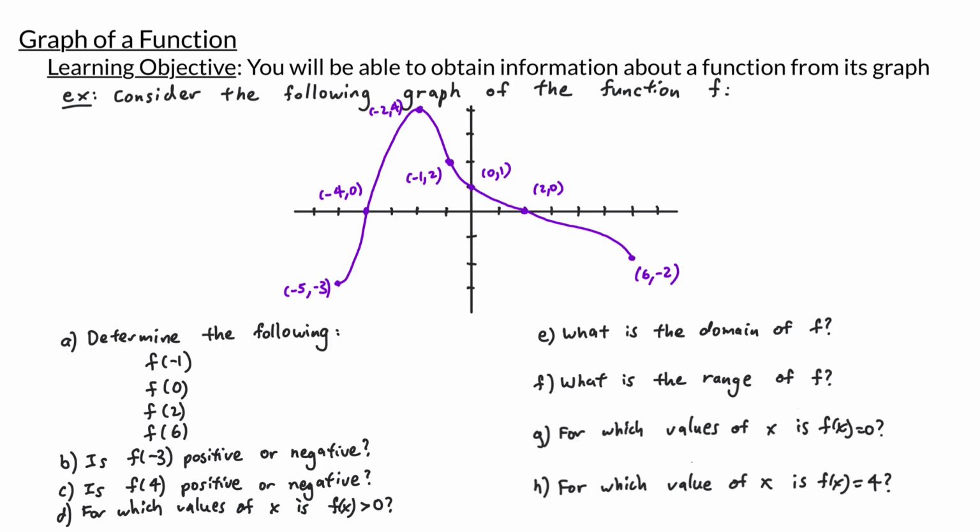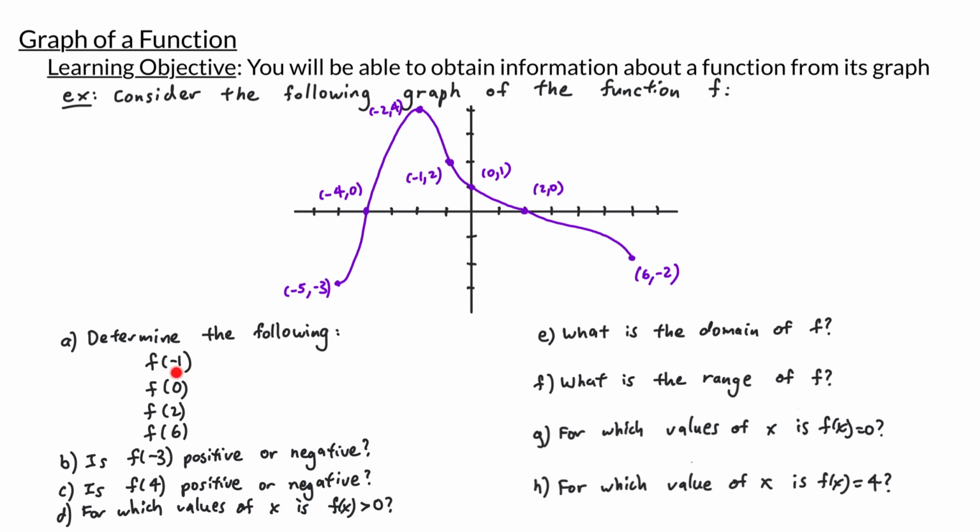In A, we want to determine the output of the function at various inputs. One thing to keep in mind is that for the graph of the function, each point on the function represents a pair of input and output. So if we want to determine f of -1, we're asking what's the output of the function when the input is -1. So remember, the x-coordinate corresponds to the input, the y-coordinate would be the output.